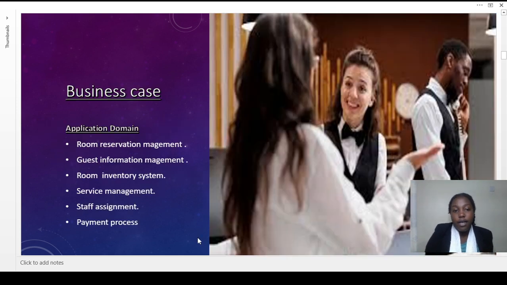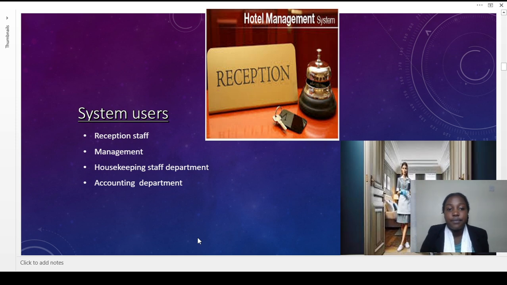So on our business case, we are mainly in the application domain. We are mainly focusing on room reservation management, guest information management, room inventory system, service management, staff assignment, and payment process. Some of the users of our system we have the reception, the management, like the owners of the hotel, the housekeeping staff department, and the accounting department.